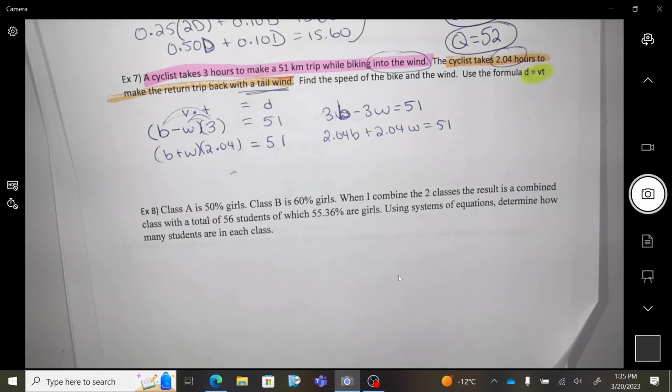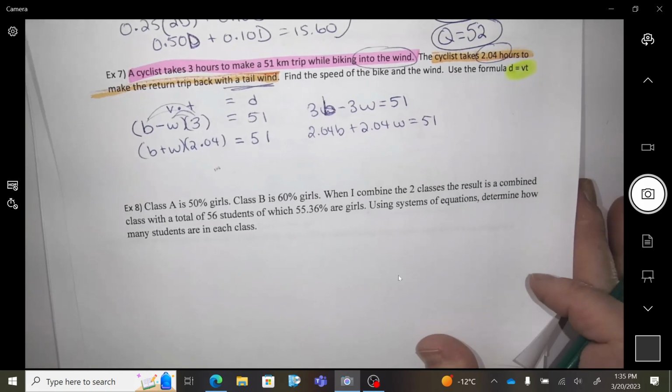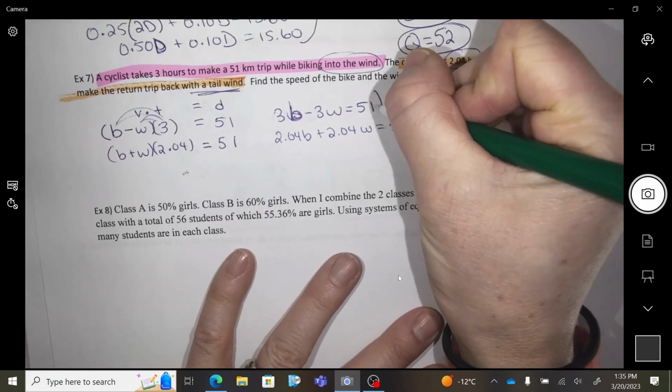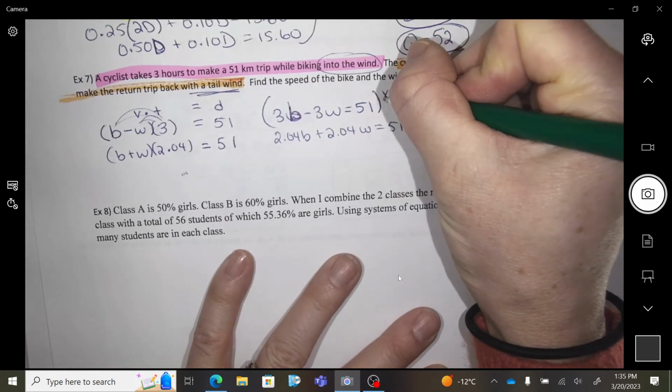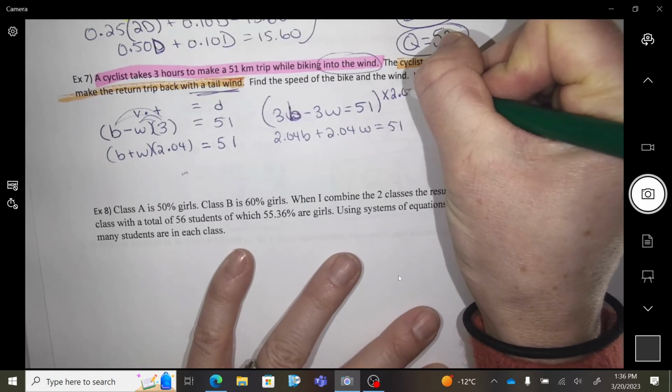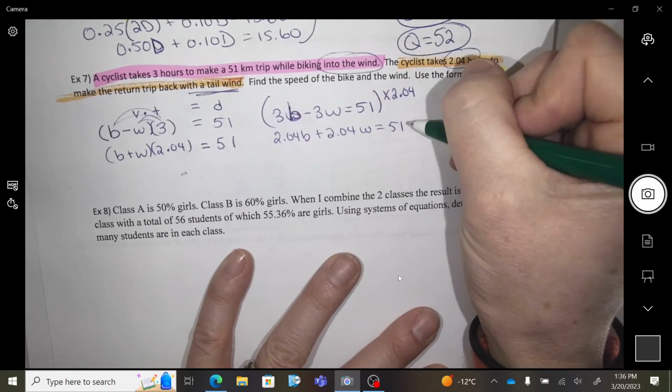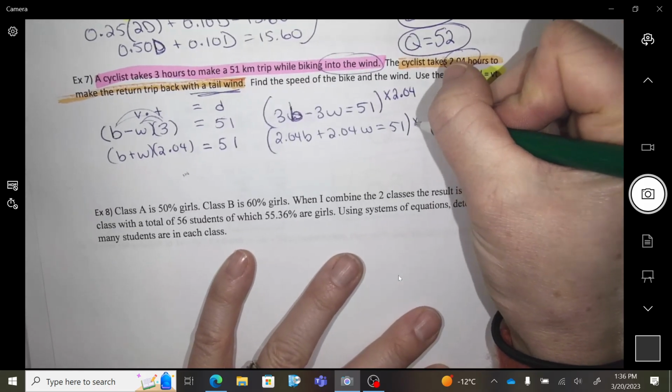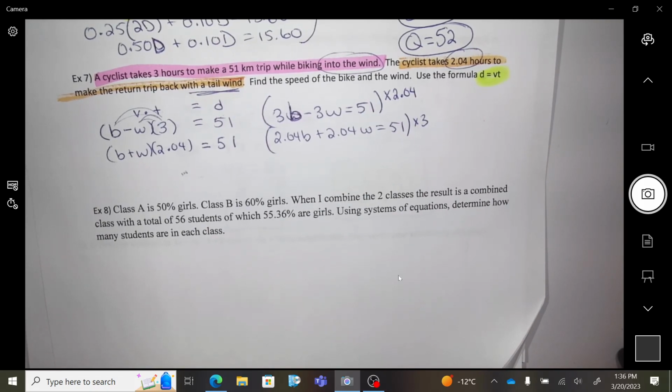Okay, I'm going to pick elimination. Do you see why I probably will do that? What's the setup? Think about how to set up your elimination. What are you going to do? I'm going to times this by 2.04, and I'm going to times this by 3. Everybody see why I would do that? Because I'm trying to make either the B's or the W's be the same value.